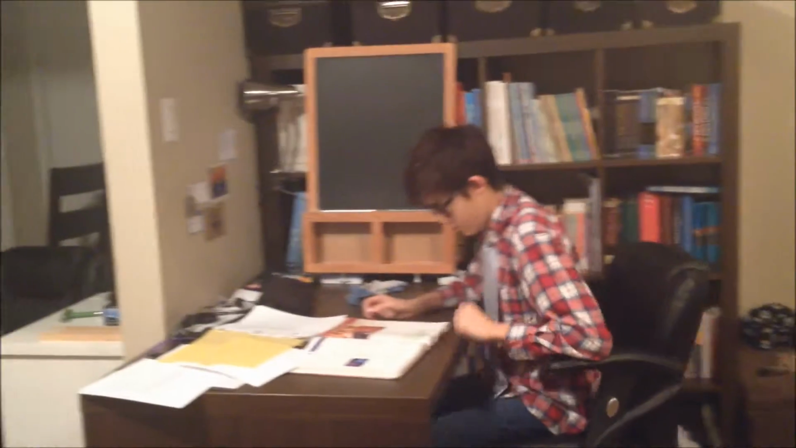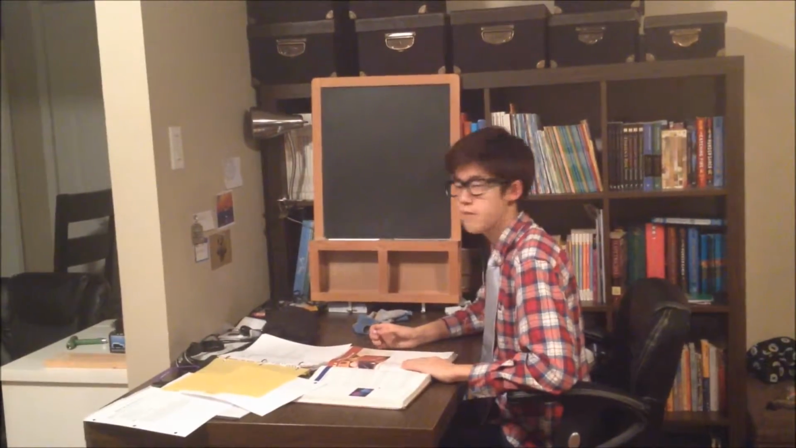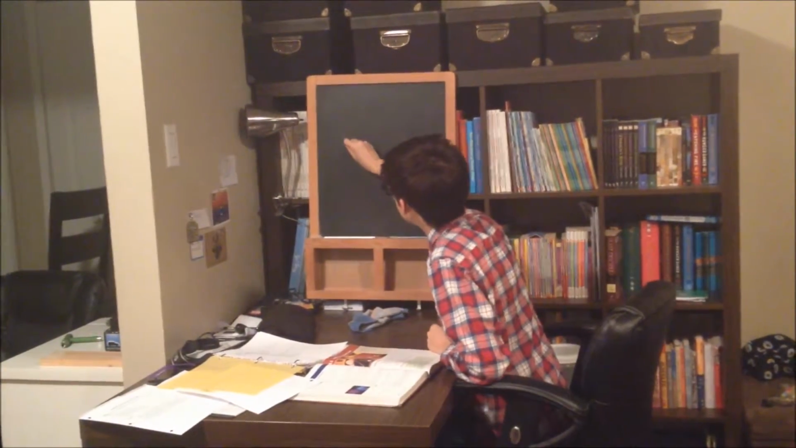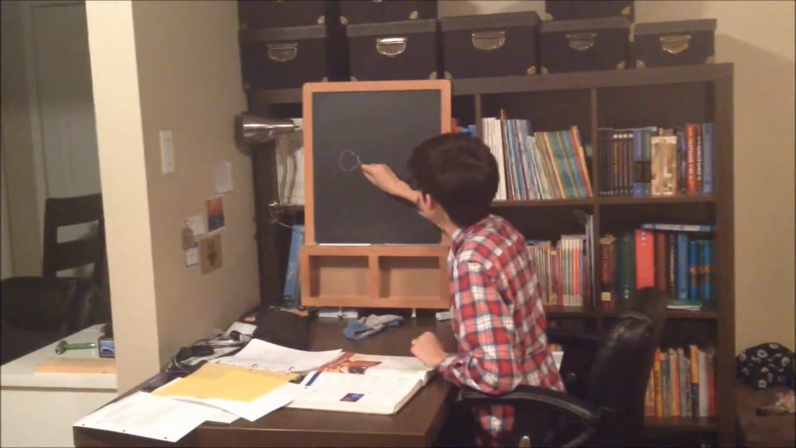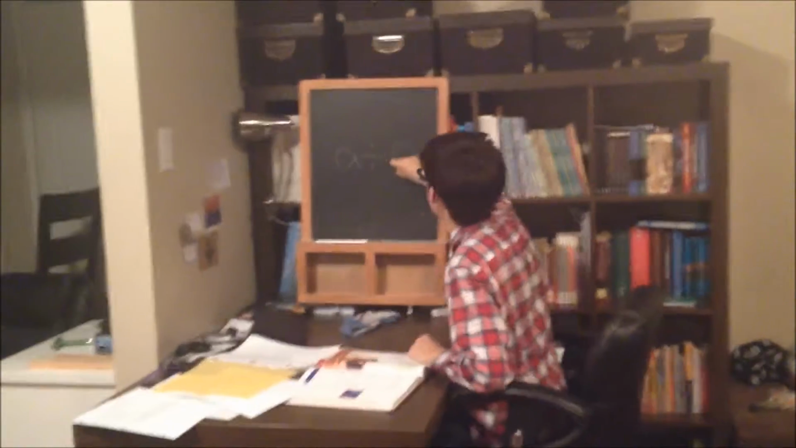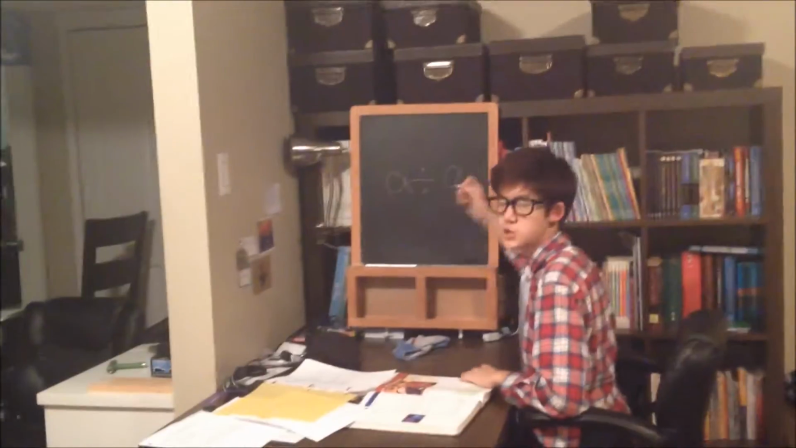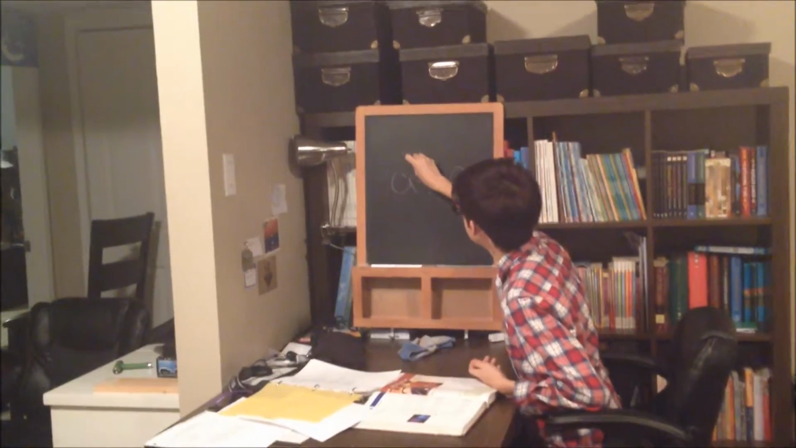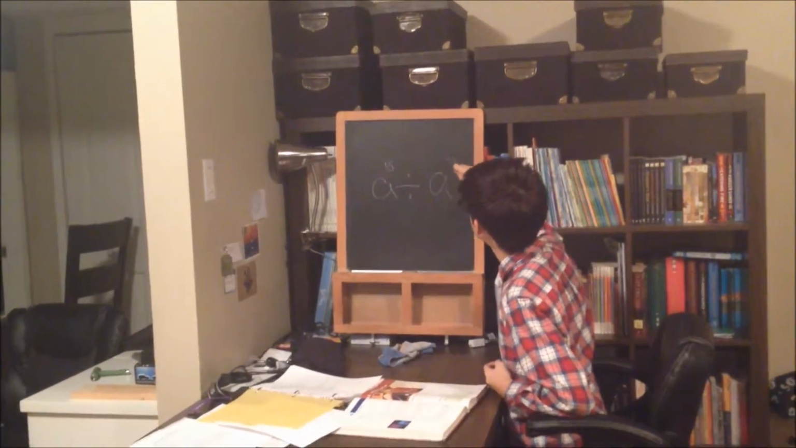Okay, now moving on to the next lesson. We are going to learn quotient of powers. So you have two similar bases, A, but we're going to do division, A divided by A, and again we're going to have two exponents, 5 and 3.